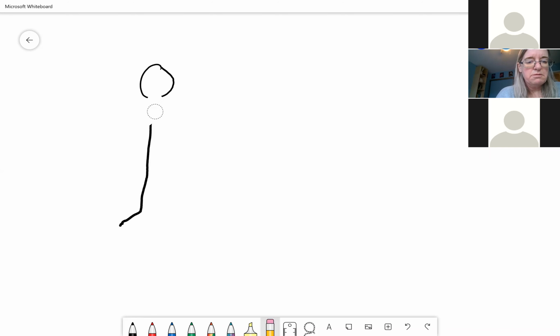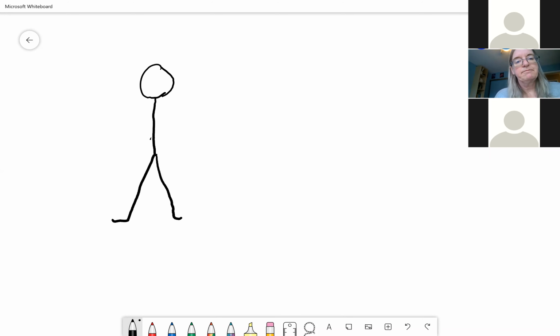Again, drawing, not my strength. So, person standing there, center of gravity's in the center. And we're only looking at left to right. We aren't looking up to down. We are only looking left to right.